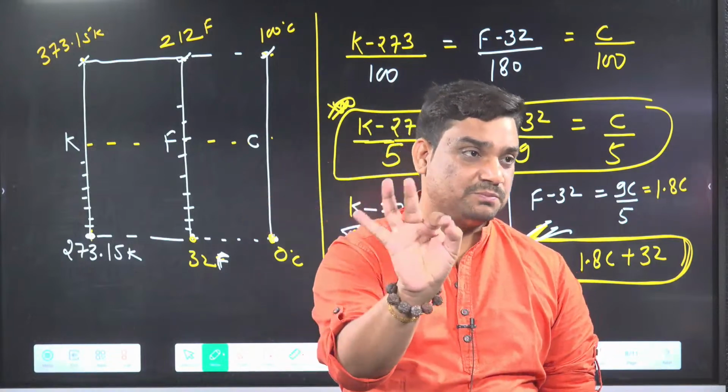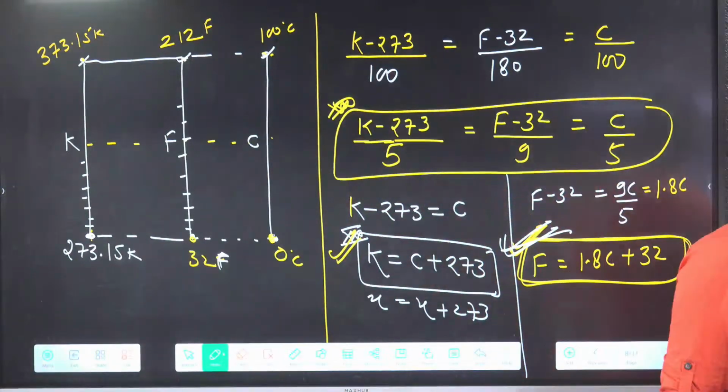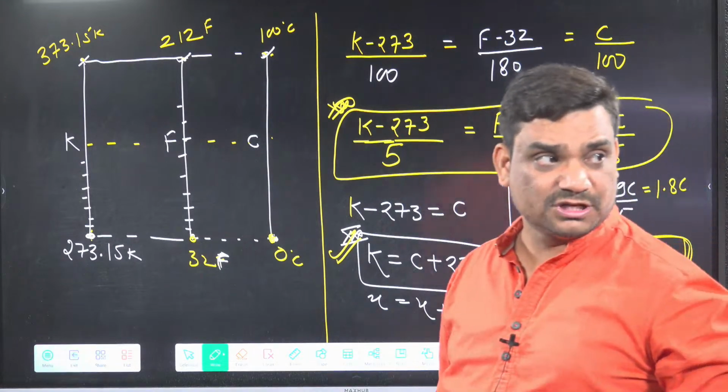So you can write one point here. C and K cannot have same reading. C and K cannot have common reading or same reading. In C and K, common reading not possible. You can write this point.